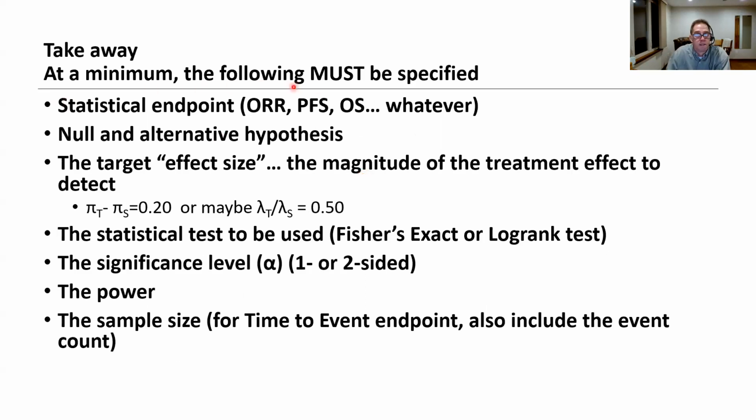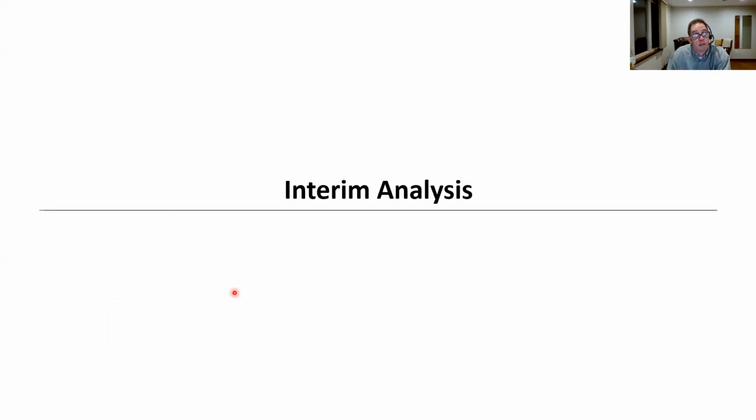So the minimum takeaway is you have to specify your endpoint. You have to specify your null and alternative hypotheses. You have to specify your effect size, which is the magnitude of the treatment effect that you're going to detect. You have to specify the statistical test. These are very common tests in a randomized study, and it's very easy to do these analyses at the end. Then a significance level, a power number, and a sample size, right? For time to event, the power is in the event count, not in the number of patients, just to keep in mind.